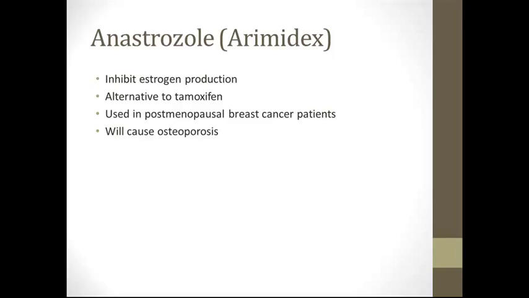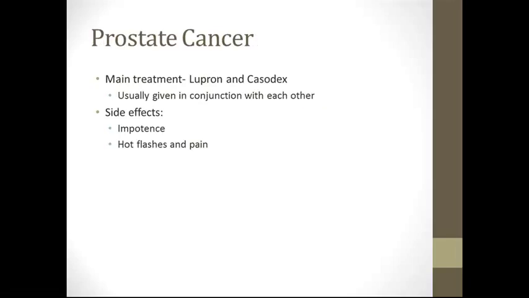Anastrozole inhibits estrogen production. It's an alternative to tamoxifen used in postmenopausal breast cancer patients and will cause osteoporosis. Prostate cancer: the main treatment is Lupron and Casodex, usually given in conjunction with each other. The most common side effects are impotence, hot flashes, and pain.